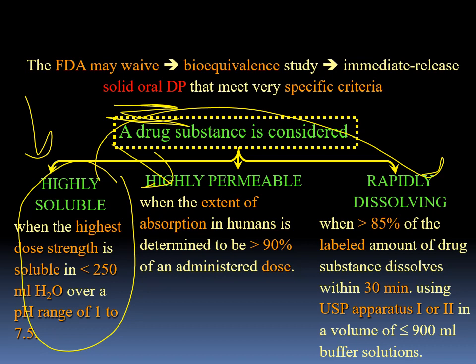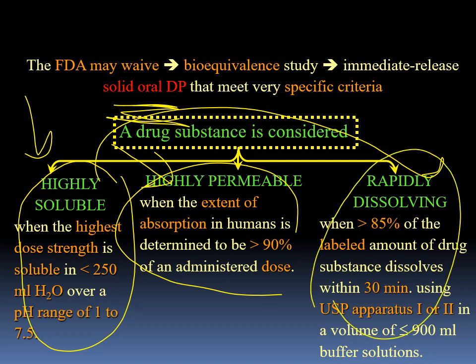And the drug should be highly permeable. Its absolute bioavailability should be more than 90% compared to intravenous. And to decide if the drug is rapidly dissolving, it means that more than 85% of the dose should be dissolved within 30 minutes in USP apparatus 1 or USP apparatus 2.